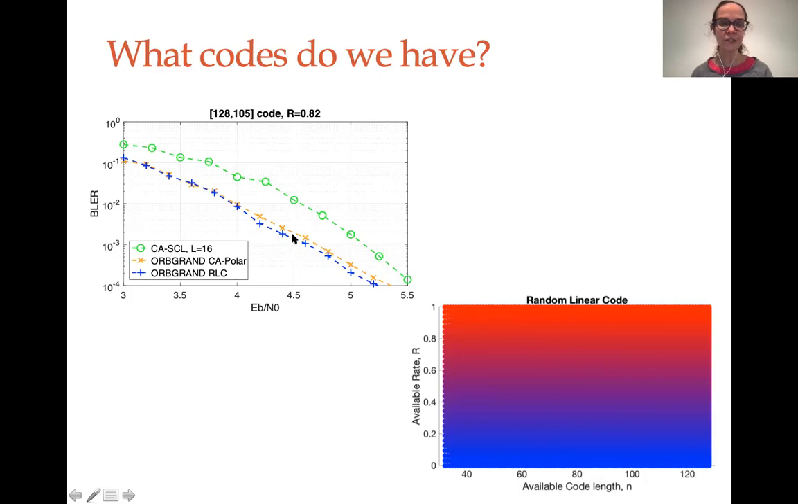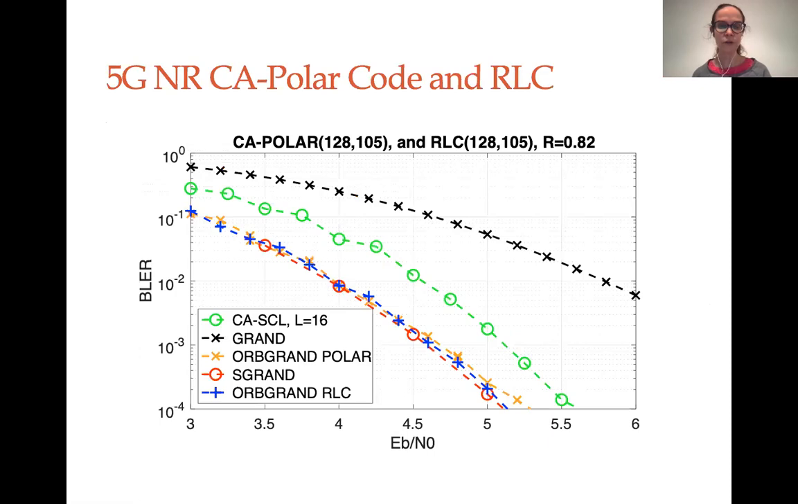Now you can see here the RLC and the CA polar basically do about the same, while this RLC, of course, as we mentioned before, because it's unstructured, you can have at any code length, at any rate, you can pick however you want. Just a few more results.